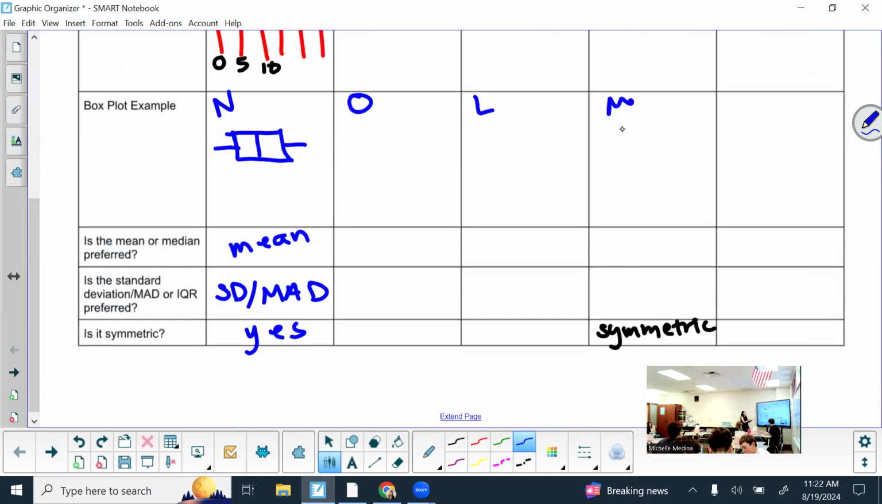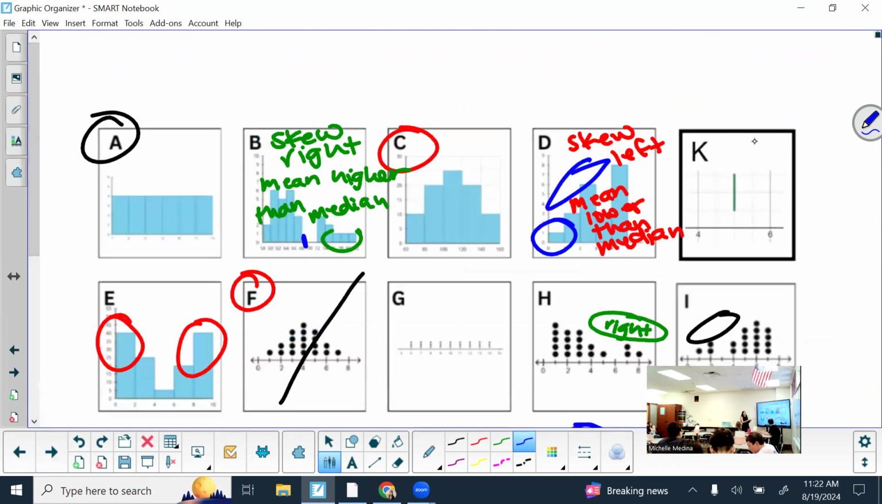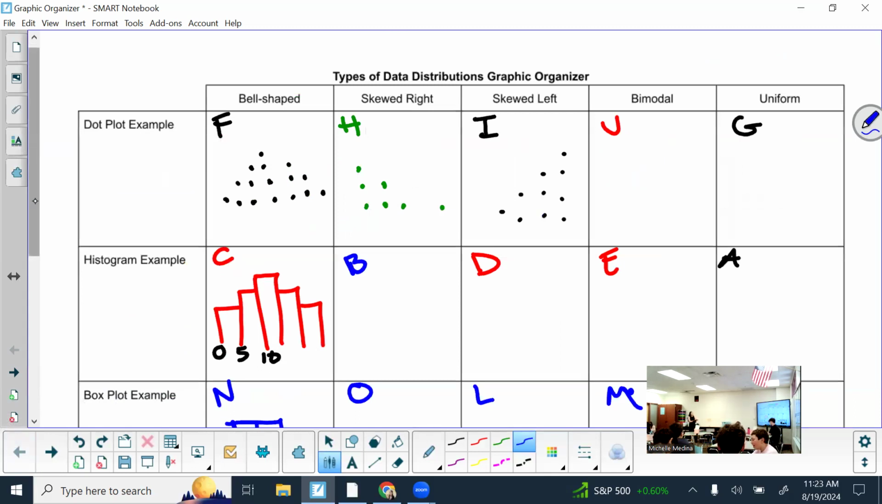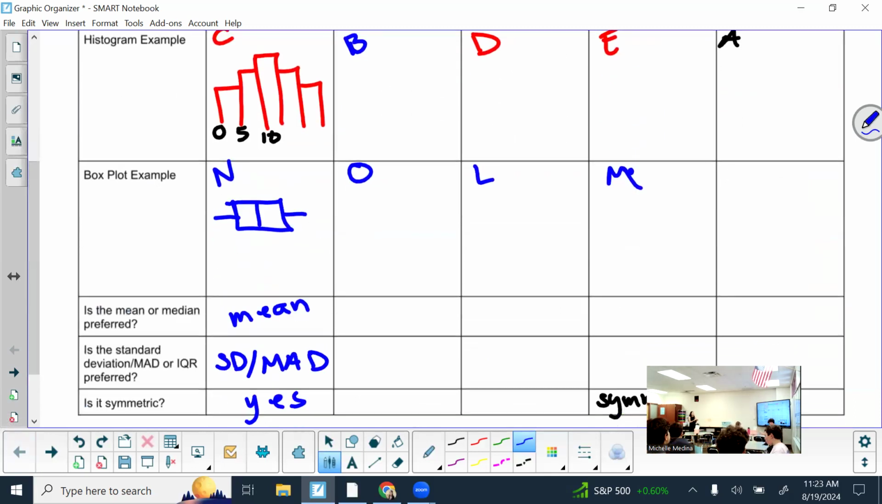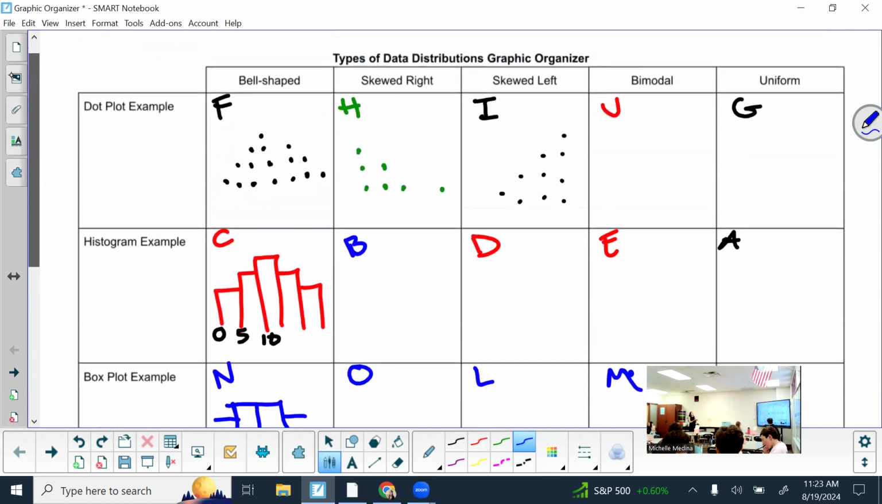Which means by process of elimination, the uniform box plot would be this. Okay. Which I know looks weird. The uniform box plot could either look perfectly symmetric like this. Or this one's like where all my data was 5. So that's another example of uniform. And this is the box plot. Questions? Okay, almost done. Stay with me.